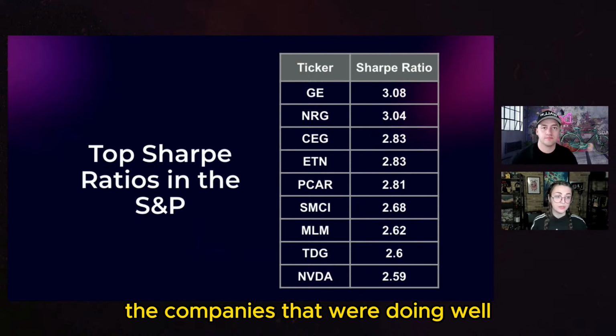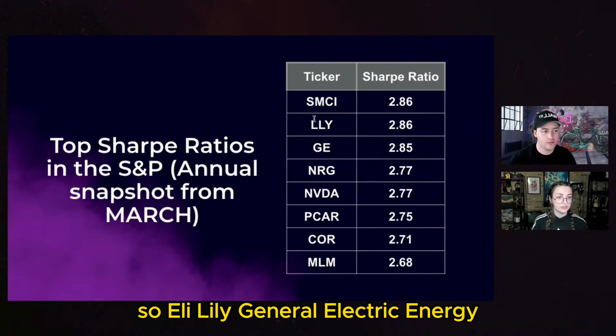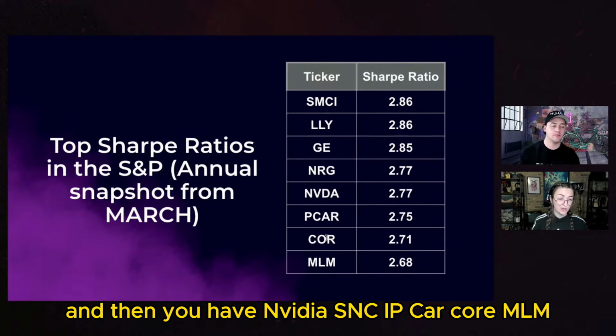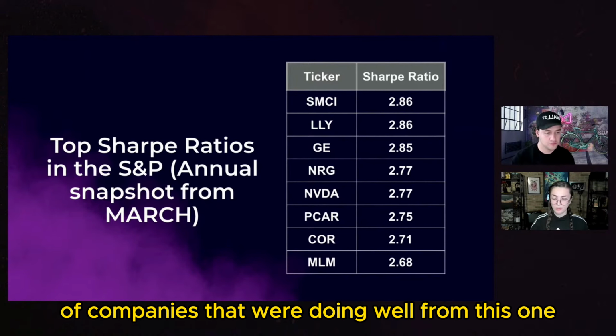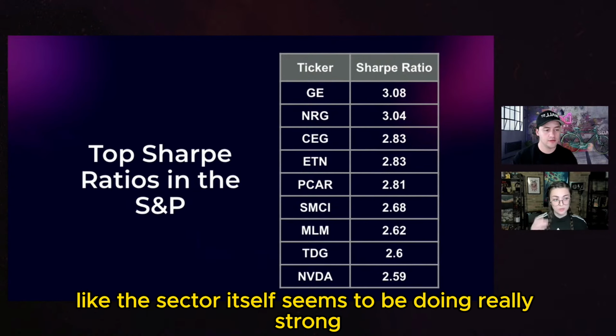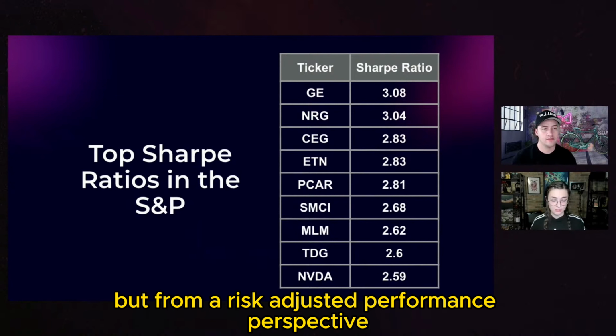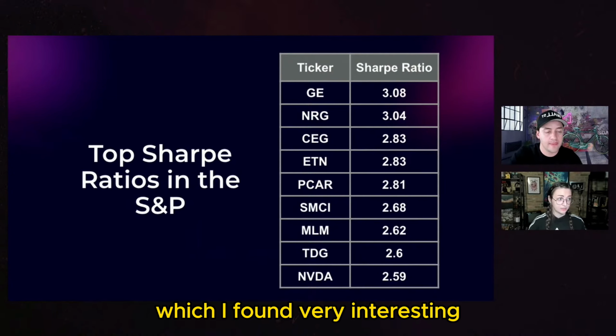The companies that were doing well from a risk-adjusted reward perspective were pretty mixed up. Eli Lilly, General Electric, Energy, and then you have NVIDIA, SMCI, PCAR, Core, MLM. It was a good mix of companies doing well from this one particular metric. Now it's all energy companies. So the sector itself seems to be doing really strong, not just from a performance perspective, but from a risk-adjusted performance perspective, which I found very interesting.